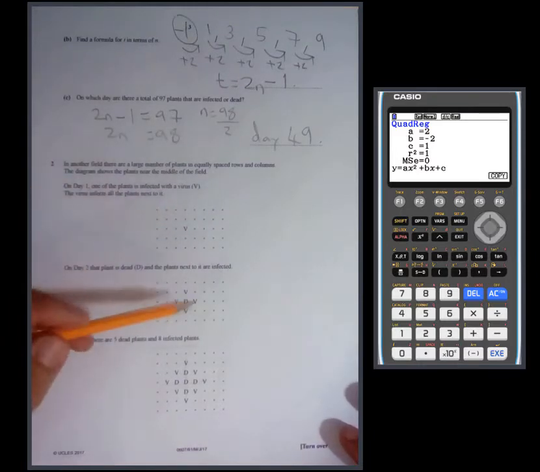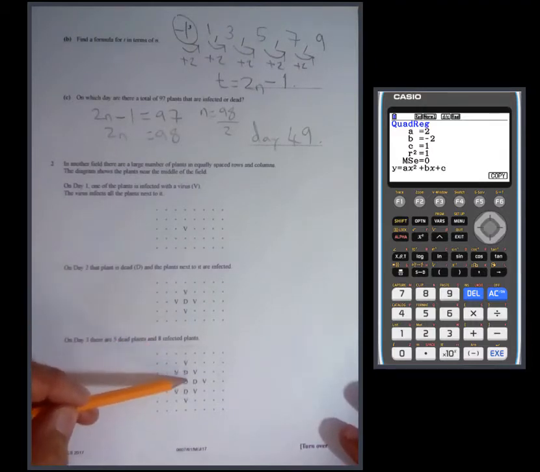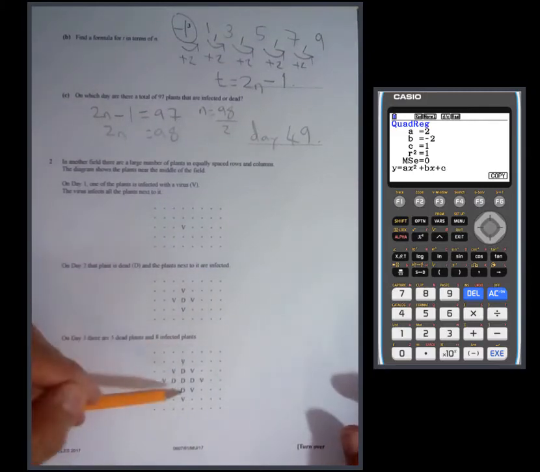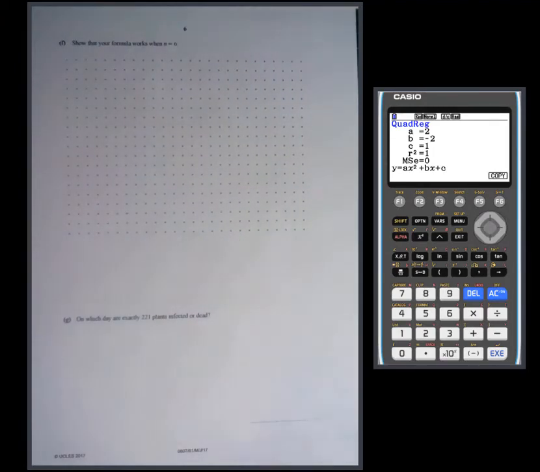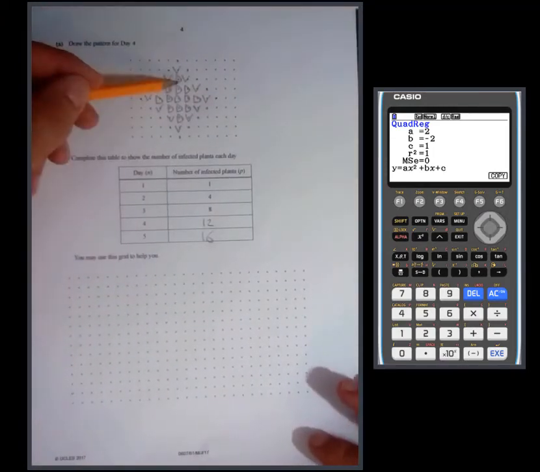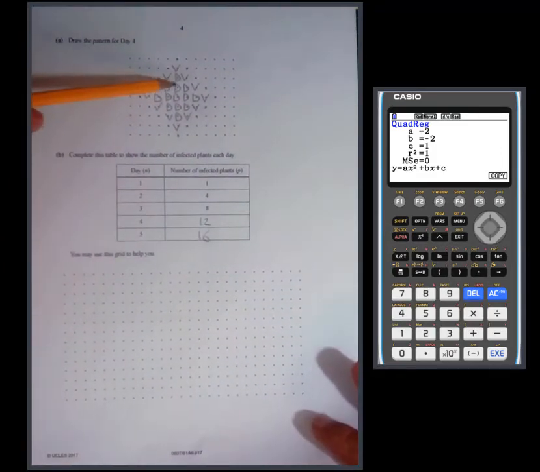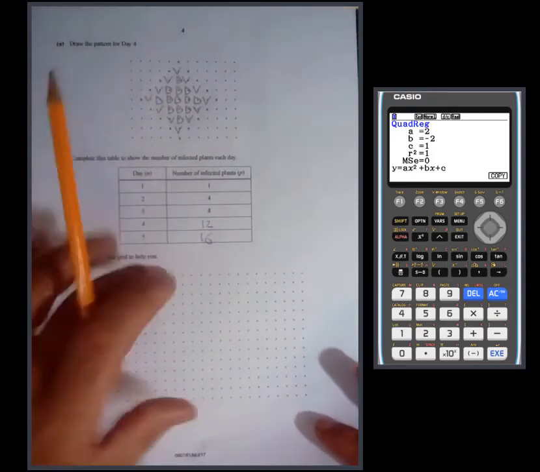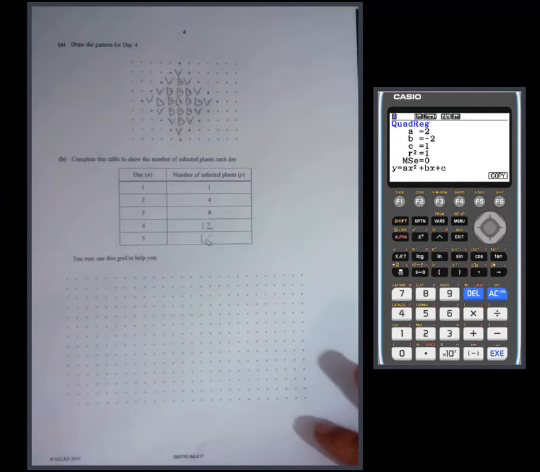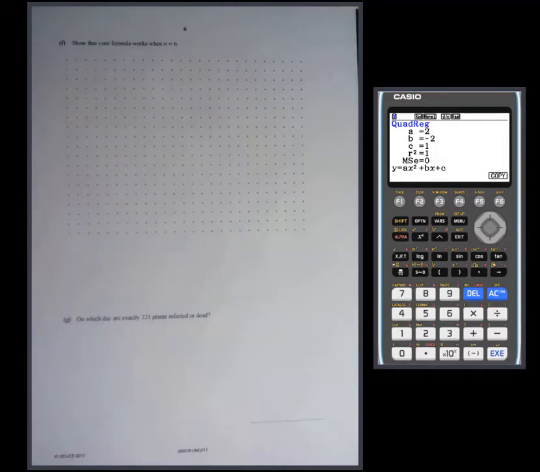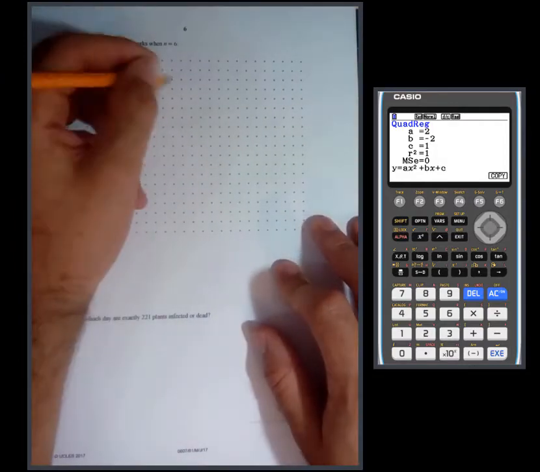Day 2 you've got this one dead one in the middle. Day 3 you've got 1, 2, 3 dead ones in the middle. So 3 on day 3. On day 4, we did draw day 4, you have 1, 2, 3, 4, 5 dead ones in the middle. So that means on day 5 you're going to have 7 dead ones in the middle, and on day 6 you're going to have 9 dead ones. So if I draw 9 and 9 on my space for day 6, that should help me quite a lot.